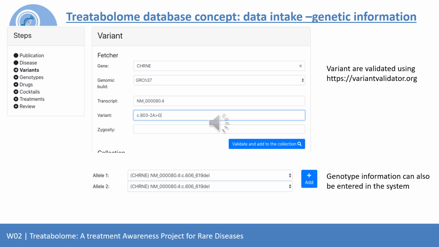So once the different variants have been entered in the system, we also enable to describe and insert specific genotypes, as in many cases, such as for reporting treatment response on autosomal recessive cases, the treatment will be associated to a specific genotype involving different variants.